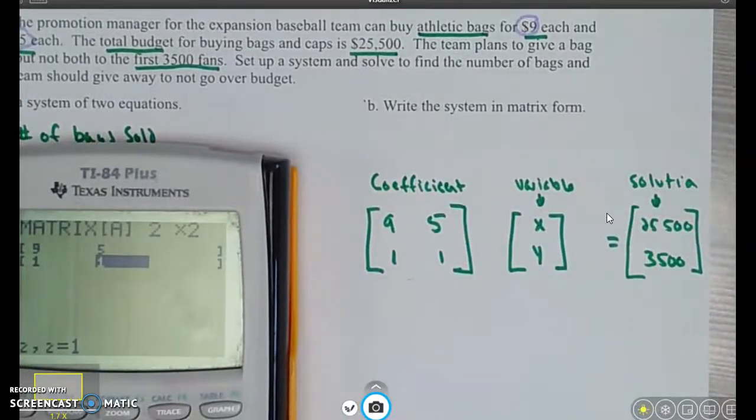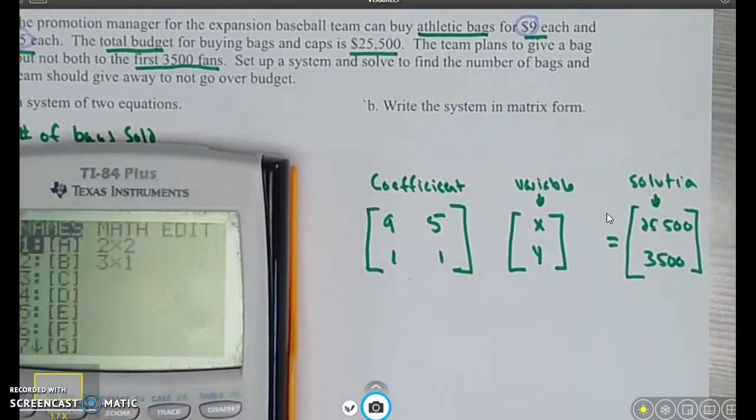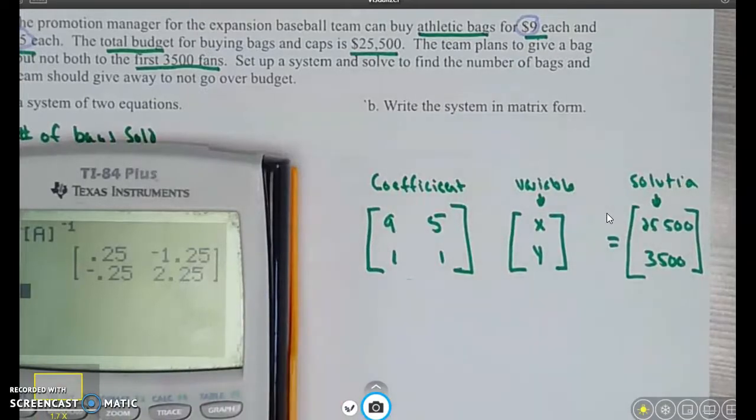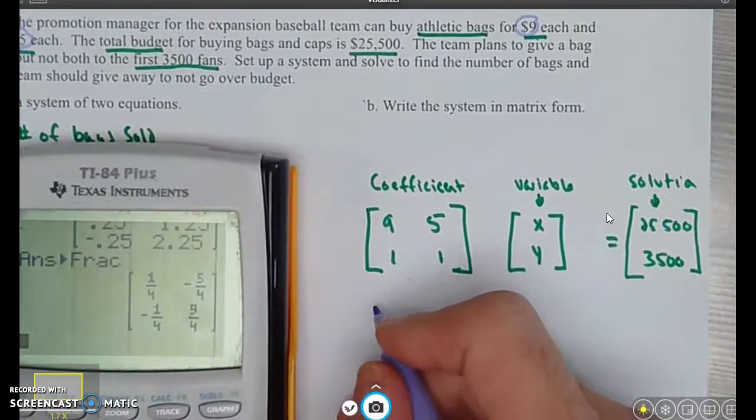So how do we do that? Oh gosh, how do I do that? All right, so I'm going to press second and quit to get out of that window. And I'm going to press second matrix. I'm going to press enter on A, because that's where that matrix is, to the -1. And I get these decimal values. If I want to, I don't like decimals, Mr. Graham, I could press math, enter, enter, and that's going to create a matrix that's not decimals.